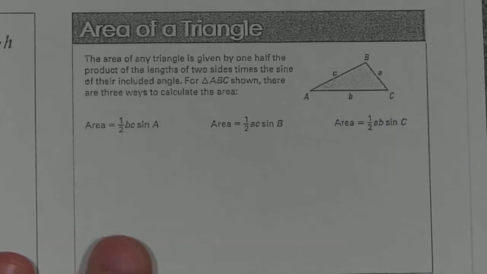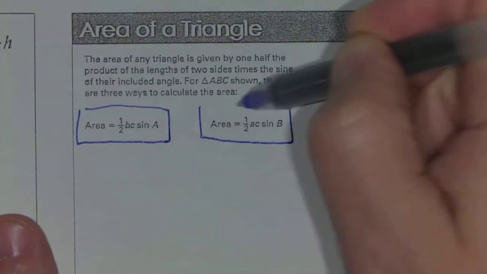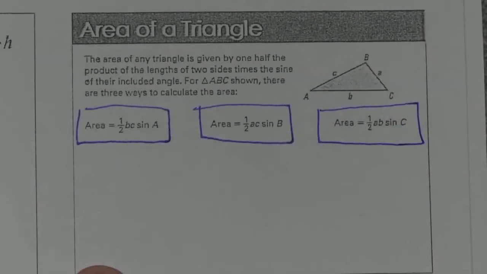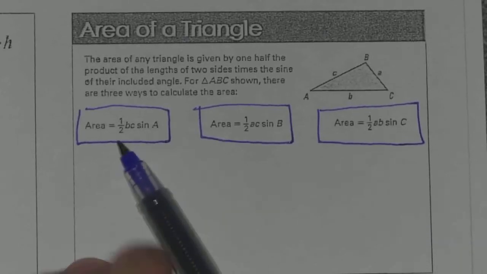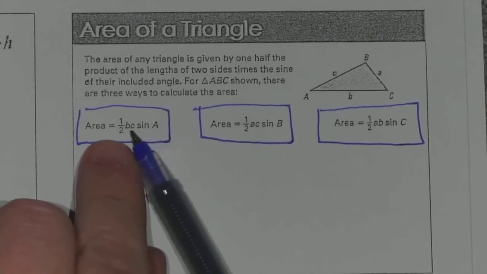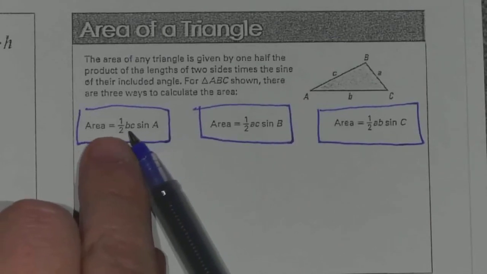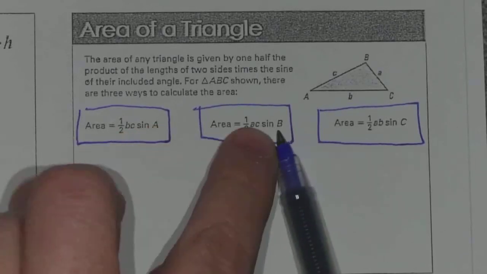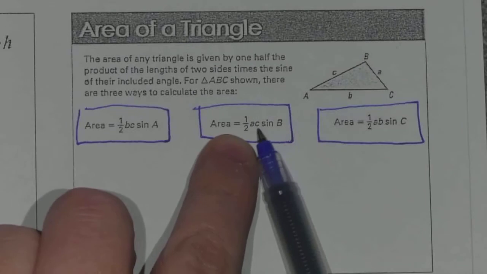Okay, I want you to take note about these. We have 3 formulas that do exactly the same thing. The reason we have 3 different formulas is because which formula we use depends on what parts of the triangle we have. But I want you to notice how easy this is to memorize. If I have angle A, which sides am I going to use? B and C. Did you see how I didn't use A? If I have angle B, which 2 sides am I going to use?